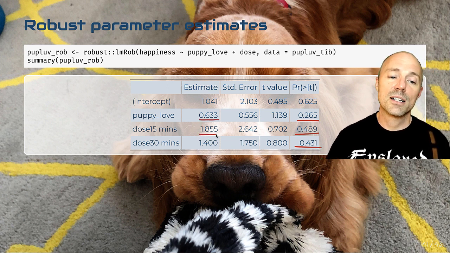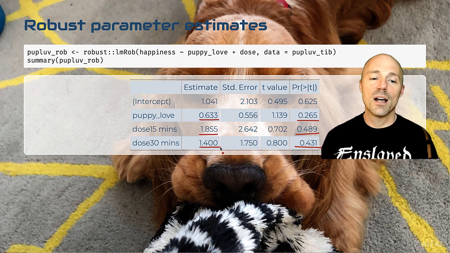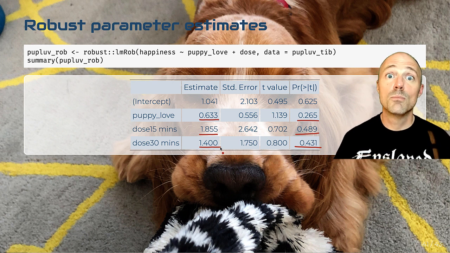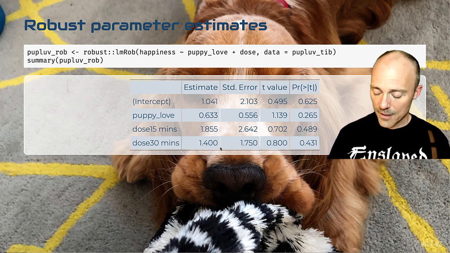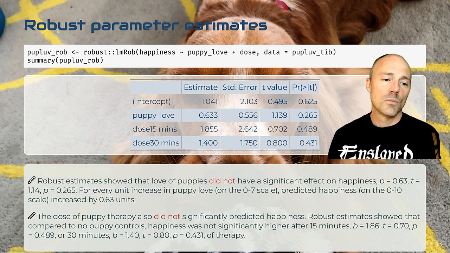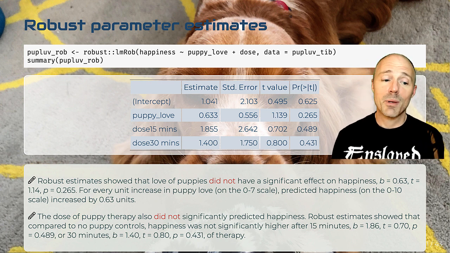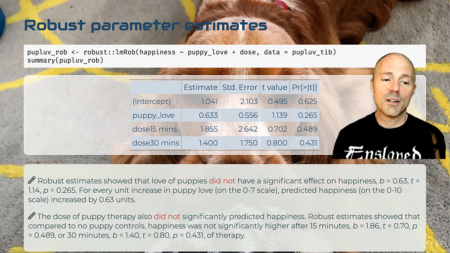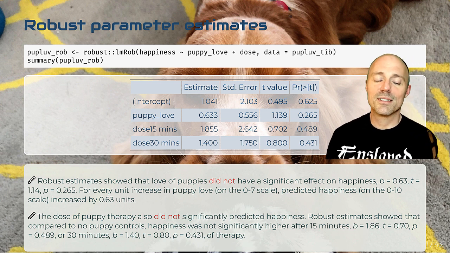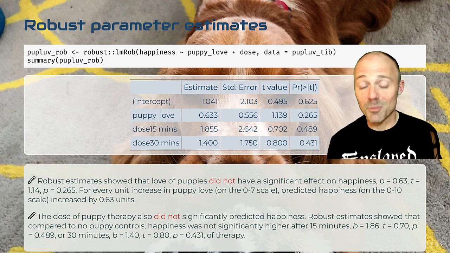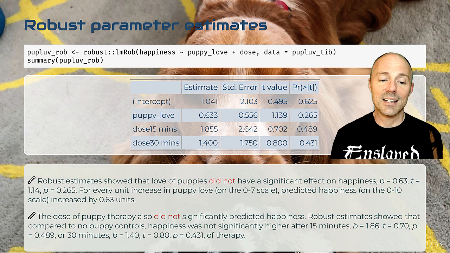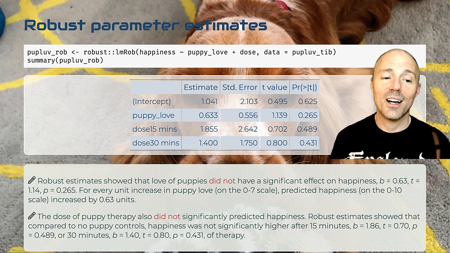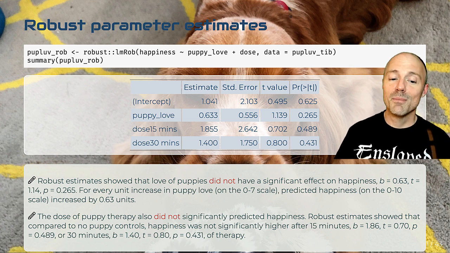Notice also with lmrob, what we're actually doing is getting robust estimates of the parameters themselves, and for the doses of therapy, they're quite a lot smaller than they were in the non-robust model. So we could say robust estimates show that love of puppies did not have a significant effect on happiness. We get a value of 0.63, that's actually bigger than the non-robust estimate. For every unit increase in puppy love, predicted happiness increased by 0.63 units. The dose of puppy therapy did not significantly predict happiness based on these robust estimates as well. And again, we can interpret those Bs in the usual way. So basically, happiness was not significantly higher than the control group after 15 minutes or 30 minutes of puppy therapy.